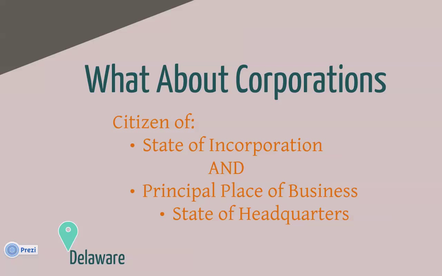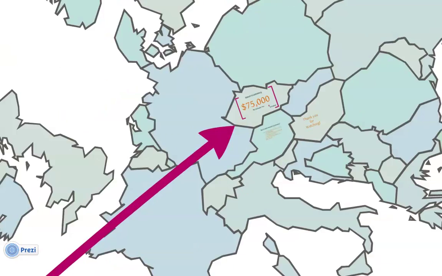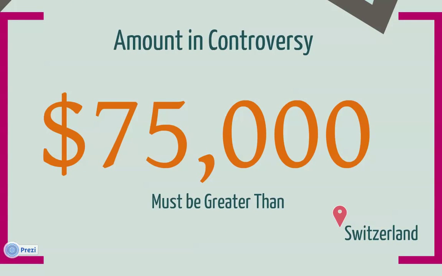Now, we're heading over to Switzerland and we're going to talk about money. One other element to diversity of citizenship is an amount in controversy. So not only do the parties have to be diverse, but the plaintiff also has to allege damages that are greater than $75,000. Now, you can figure out the amount of controversy by looking at the face of the plaintiff's complaint. The plaintiff has to allege a certain amount of damages in his complaint, so you should be able to easily find out whether he's met the amount in controversy.